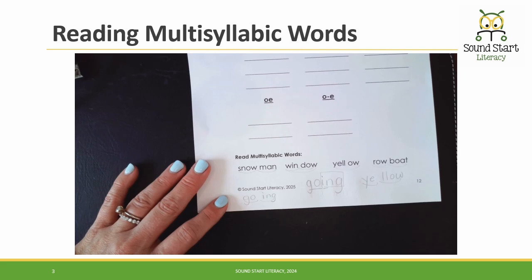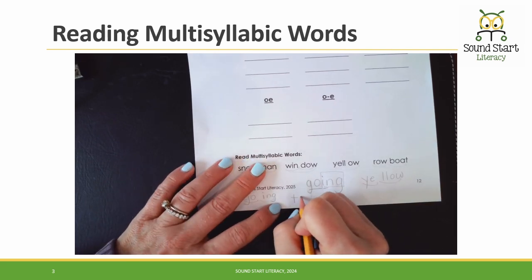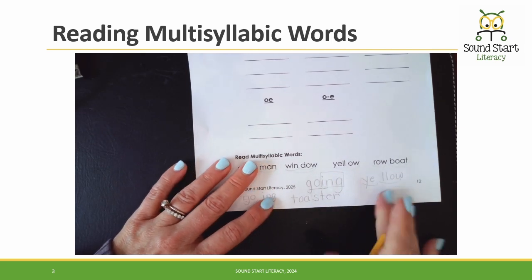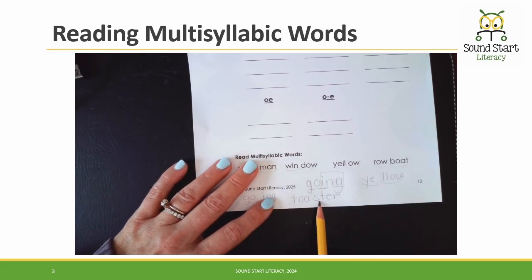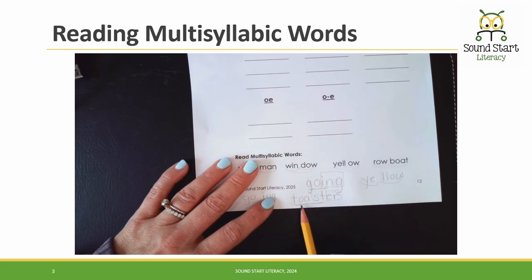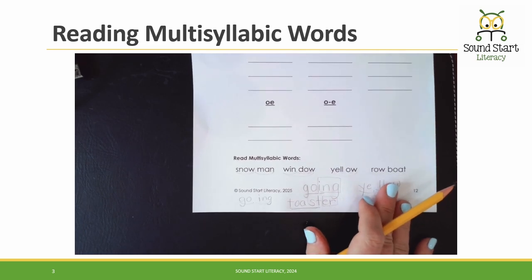Or a word like, say, toaster. So toaster, this is how we spell toaster. Now toaster, we could break it up as toast-ter. That's how we say it, toaster. Or we could keep the morphemes together. Toast, because toast is a base word. And then we have a suffix er. So we could break it up that way as well. Toast-er, toaster. So there's more than one way to syllabicate a word.